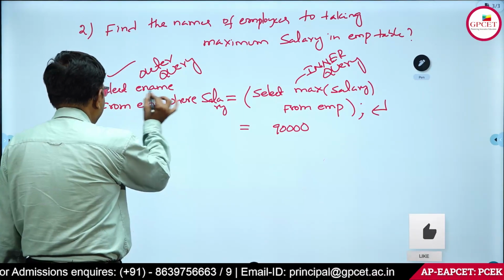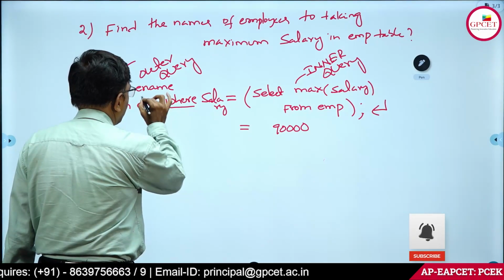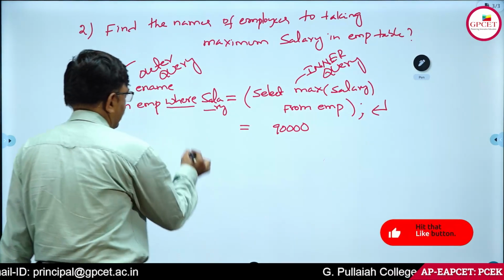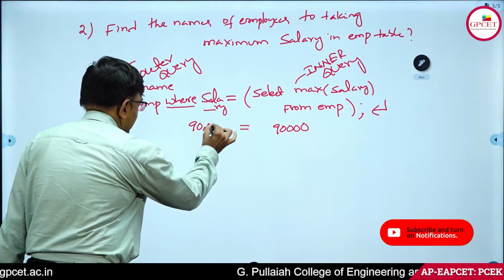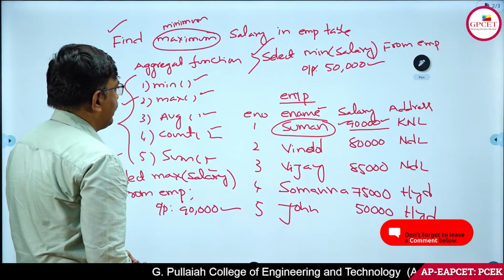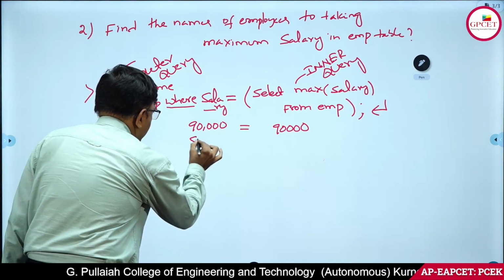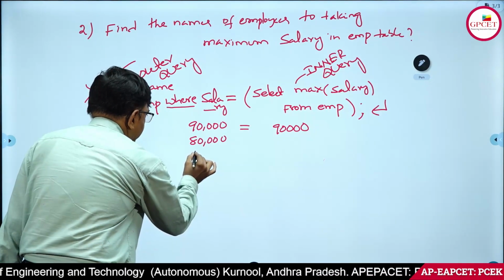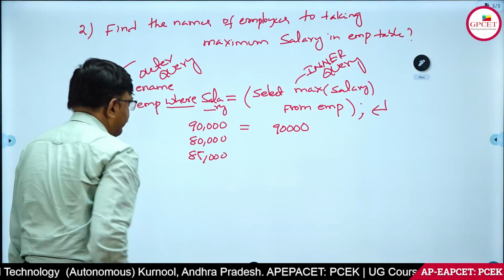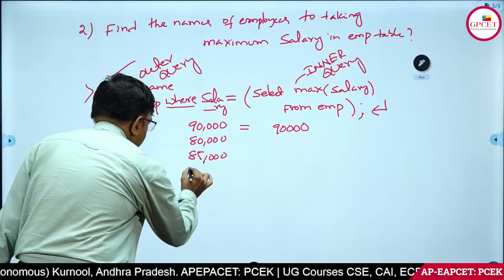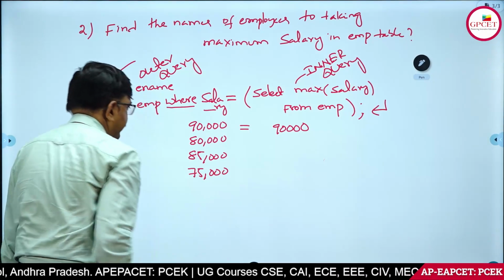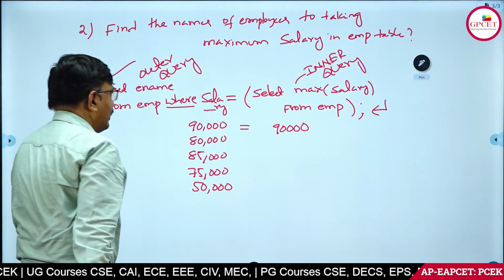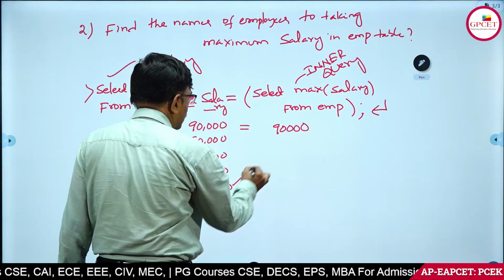Clear? And what is select ename from employee where salary. Observe here, salary. What is your salary? What is the first one? 90,000. I mean the second one, 80,000. The third one, 85,000. And then the fourth one, 75,000. And the next one, 50,000.